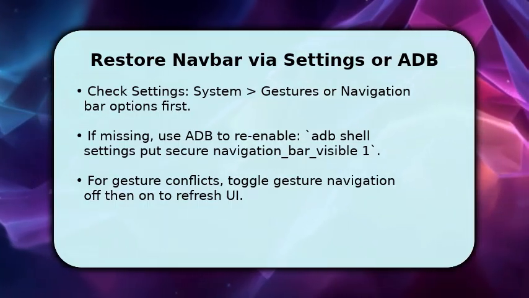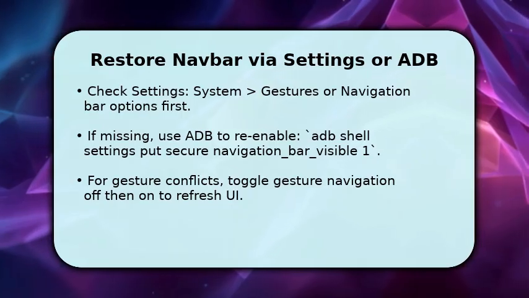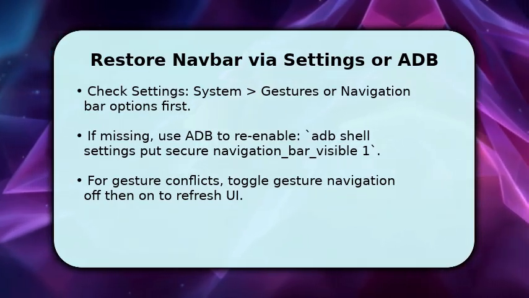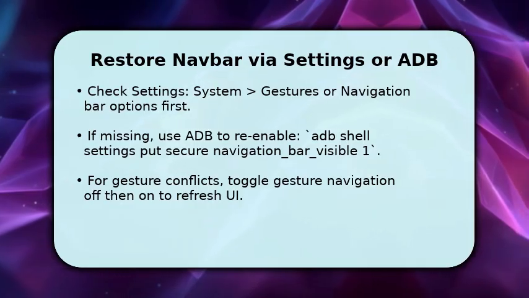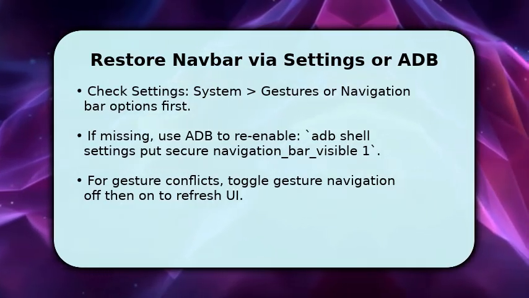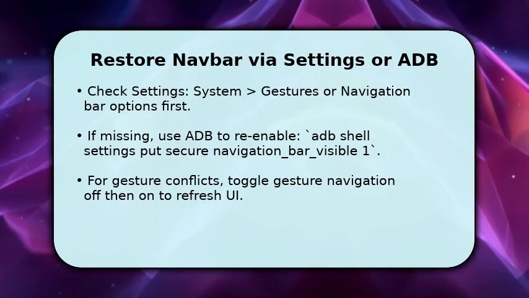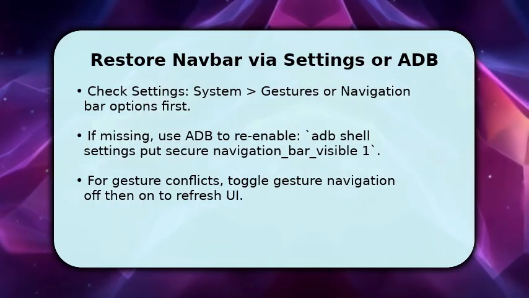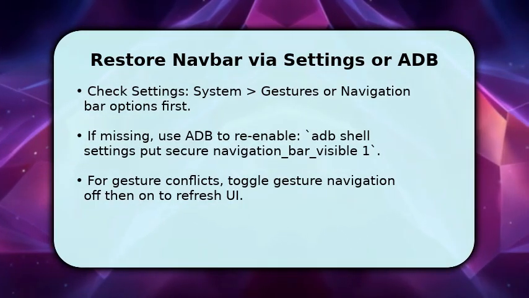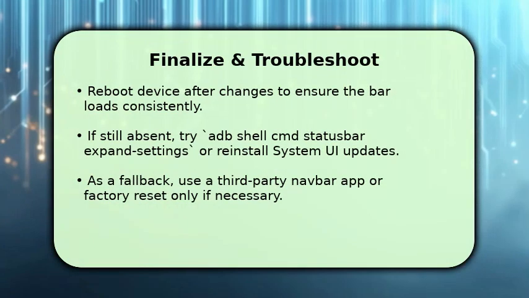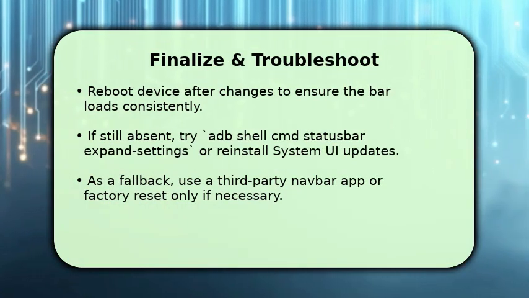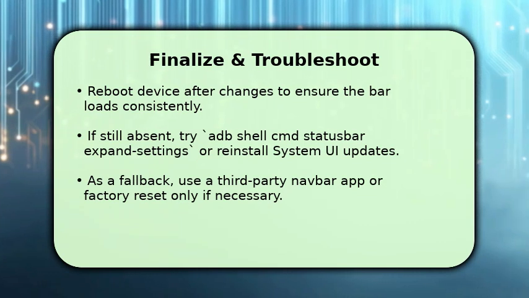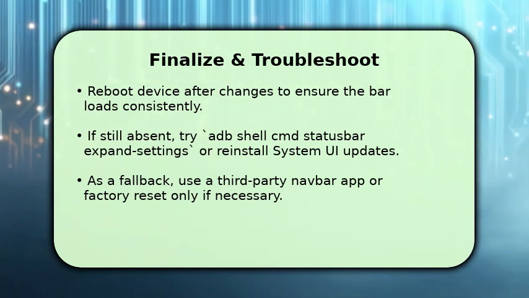If the UI option is gone, run the ADB command to set navigation bar visible to 1. This writes the flag the system reads. Once done, toggle gesture navigation off and on to force a refresh, because the framework sometimes needs a restart to rebuild the bar elements. You finish by rebooting the device so the system fully applies the restored setting. Many UI changes require a restart.